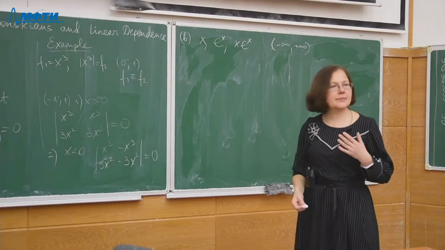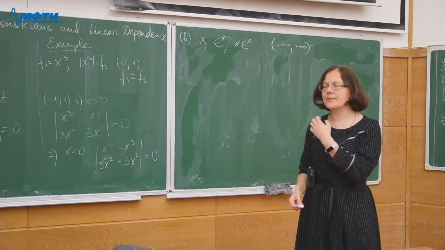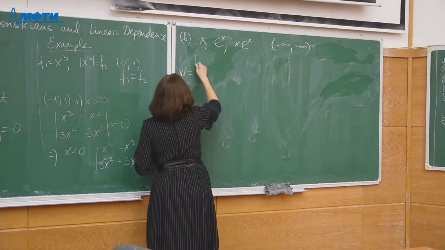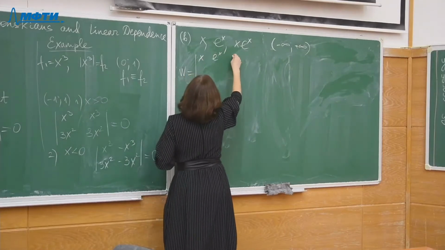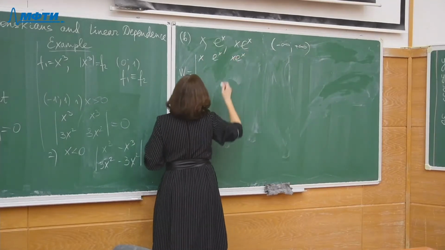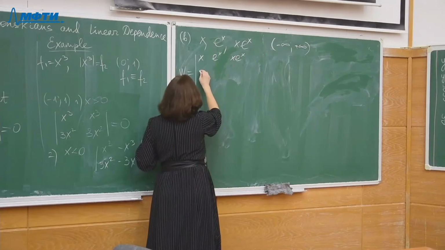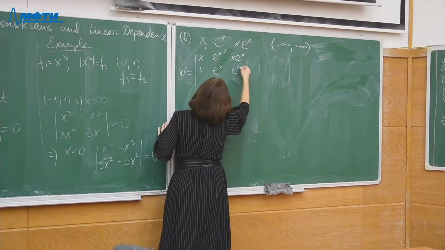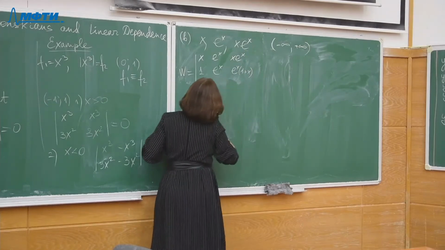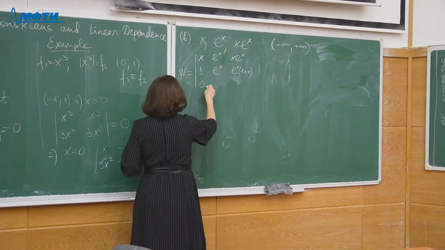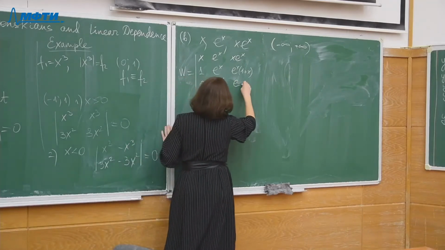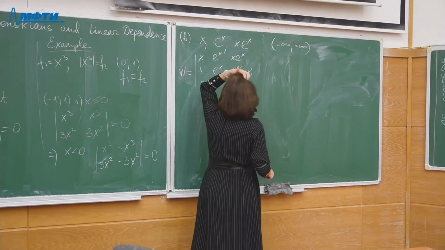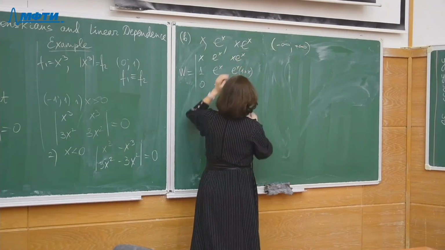And I think it's better to start with the Wronskian. Let's start with the Wronskian. x, x e to x, e to x. Next, 1, e to x, and then e to x times 1 plus x. And the second derivative 0, e to x. Right, so e to x, and then x plus 2.